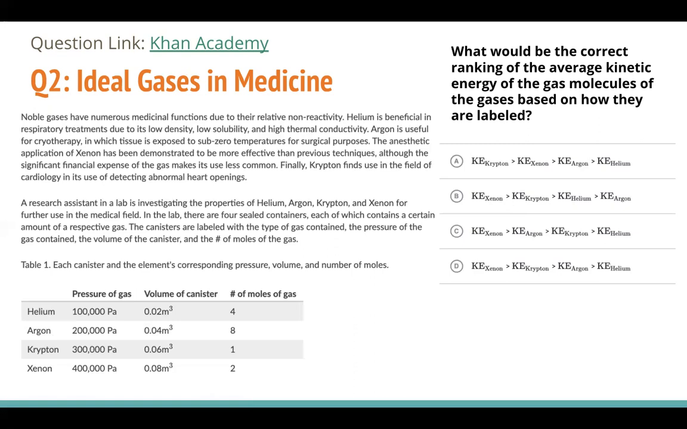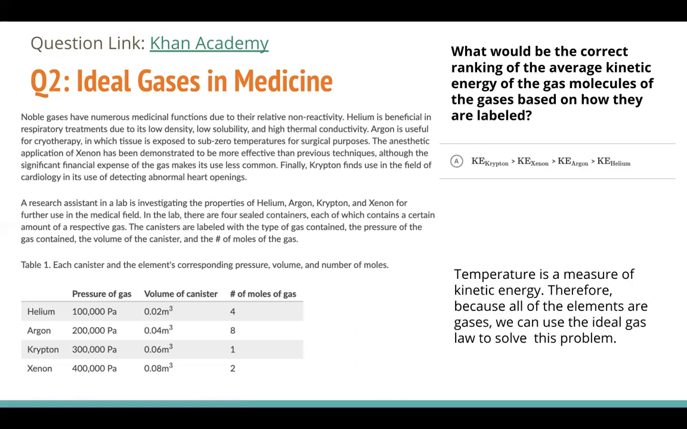So kinetic energy is actually in the ideal gas law. However, it's not in the form that we normally think of kinetic energy. Temperature is actually a measure of kinetic energy. Therefore, because all the elements are gases, we can use the ideal gas law to solve this problem. If all of these elements were not gases, it would be a lot more complex of a problem. However, these are all noble gases. Just as a reminder, noble gases have complete electron configuration, so they are the most stable type of gas, as a reminder from earlier chapters.